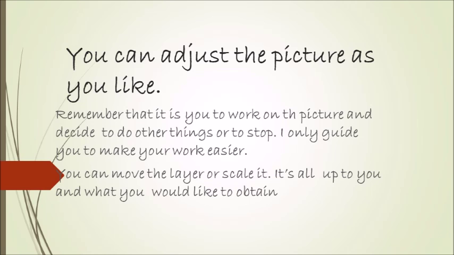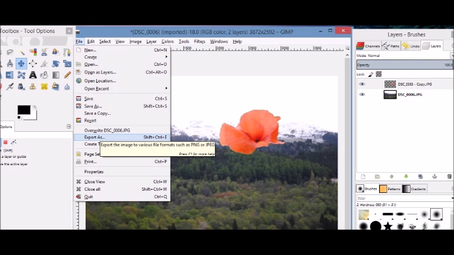Now, to save the picture to your computer, you can go to the menu File and click on Export. But you have the option to keep the picture with the layers, in case you want to work another time and make other changes. So in this case you go and click on Save As, always in the menu File.